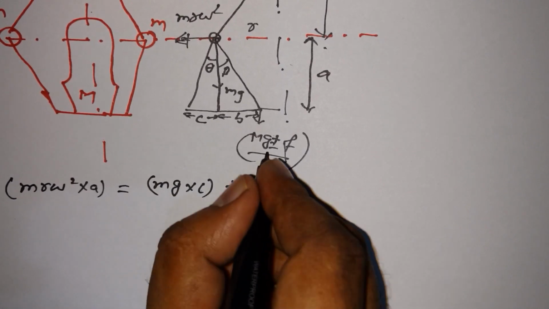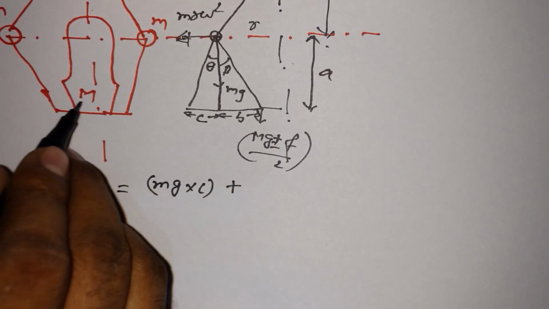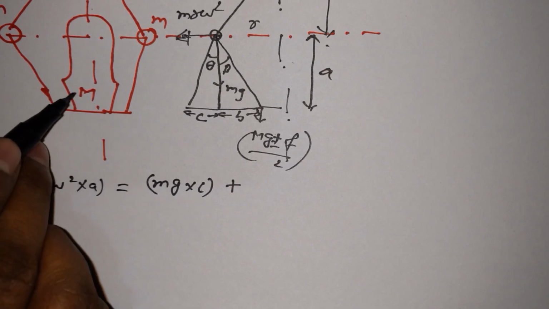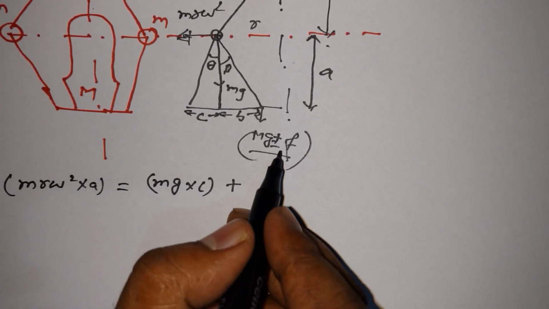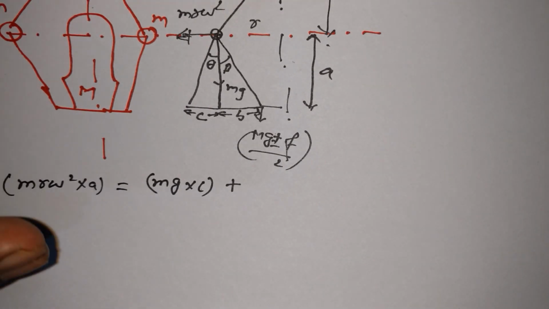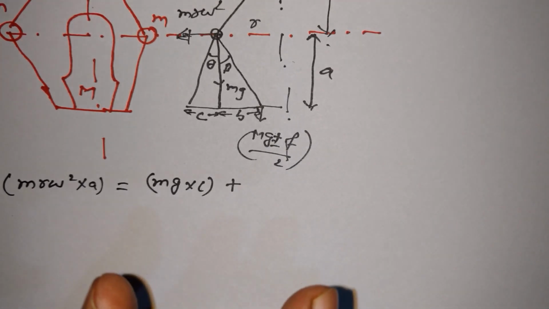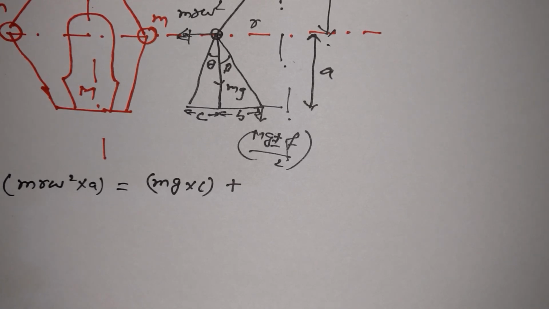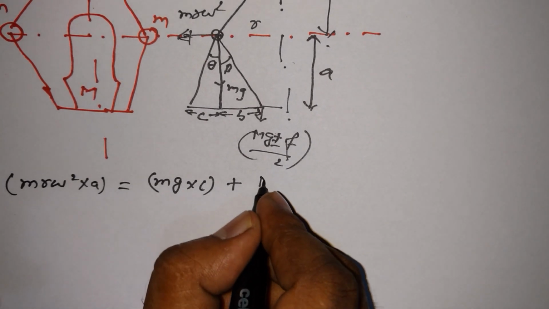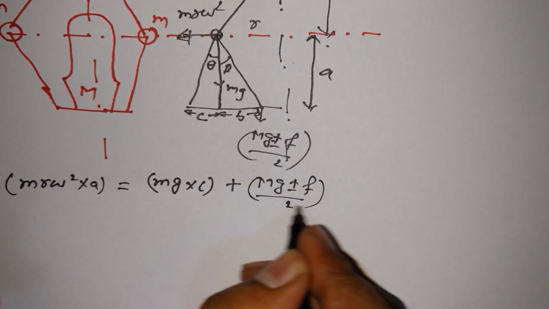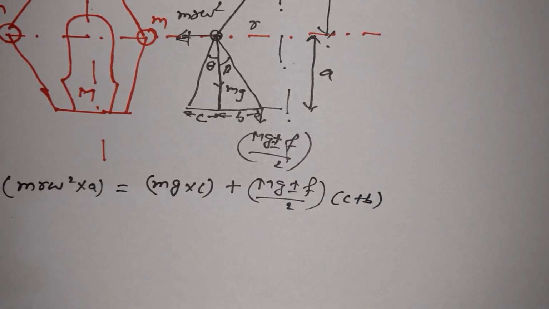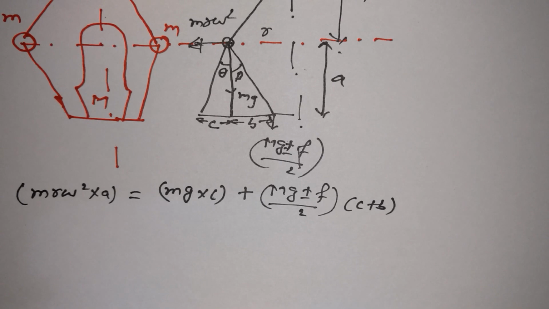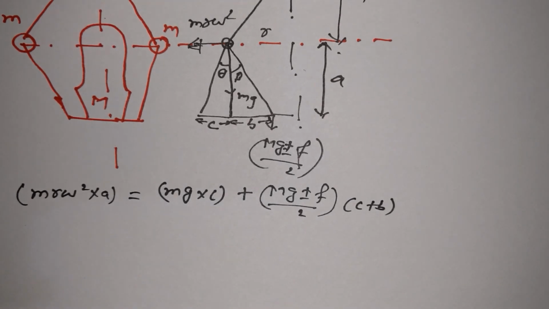mg into c plus this one is also a force here, mg because of this slab mass, g acceleration due to gravity, plus minus f, small f meaning frictional force because of this slab. If the slab goes upward, then we'll put a positive sign here. If the slab goes downward, then we'll put a negative sign here. That's why we have used both signs, positive and negative. Got it, my dear? So mg multiplied by c, so mg plus minus f by 2 into c plus b. We are just multiplying this distance and here we're multiplying this distance to find the moment, because force into distance is known as moment of force.